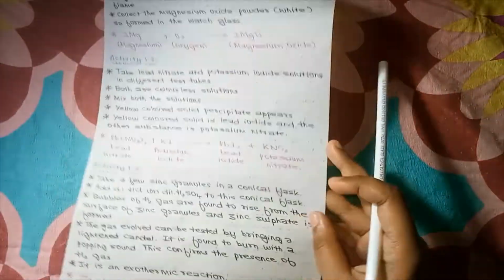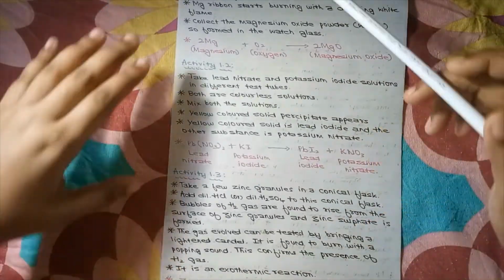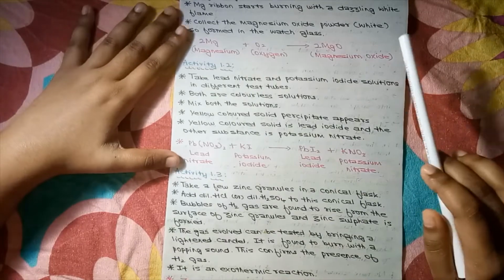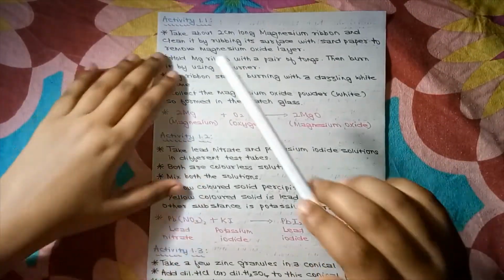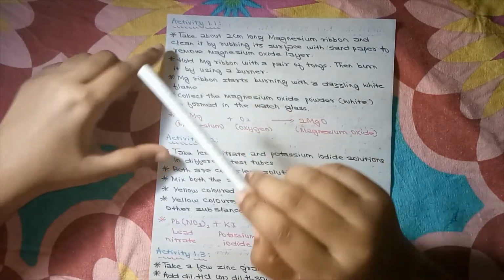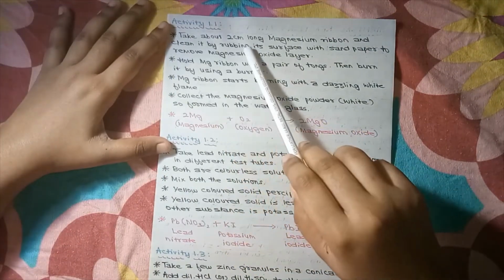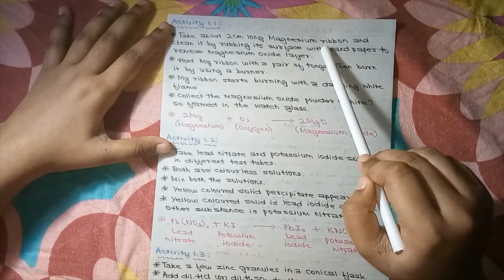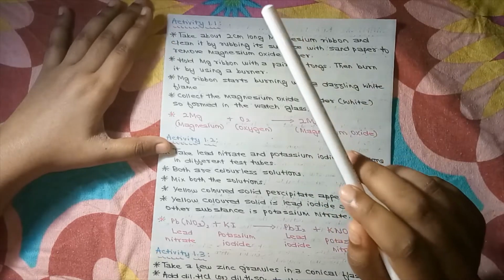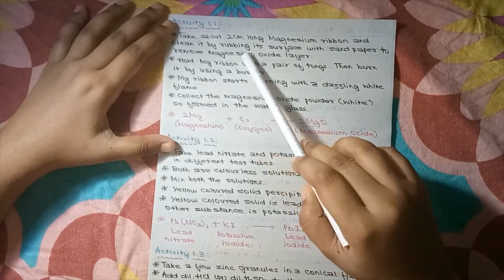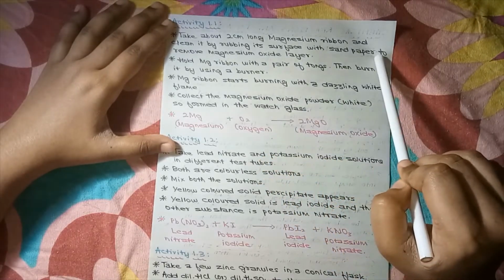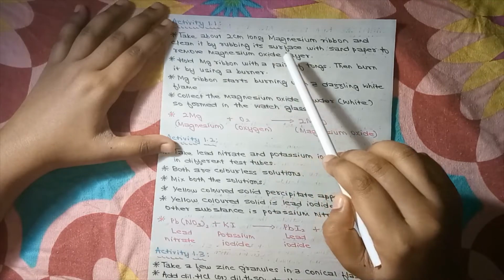Now a few activities are given in the book. Let us take a look at them one by one. Activity 1.1: take about 2 centimeter long magnesium ribbon. Clean it by rubbing its surface with sandpaper to remove the magnesium oxide layer.